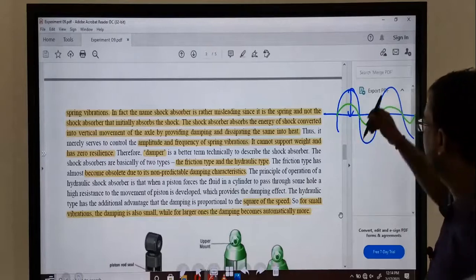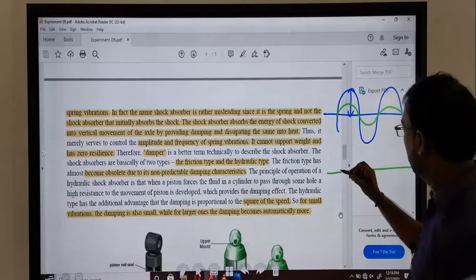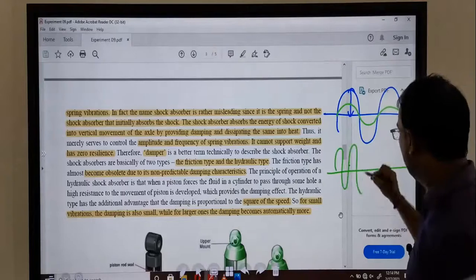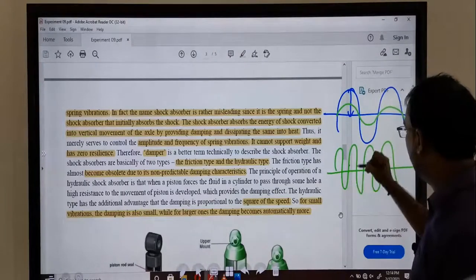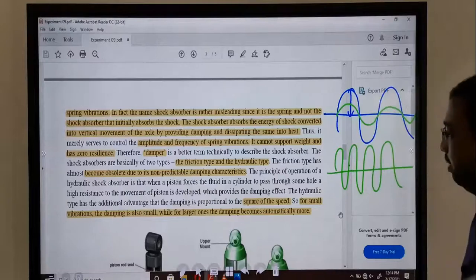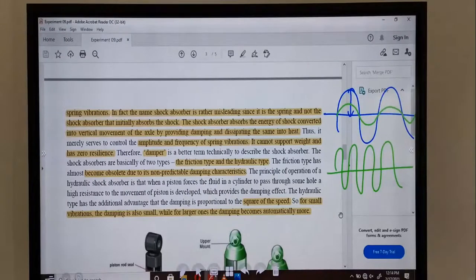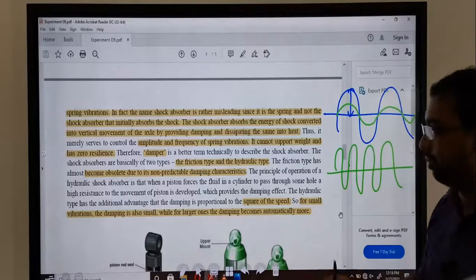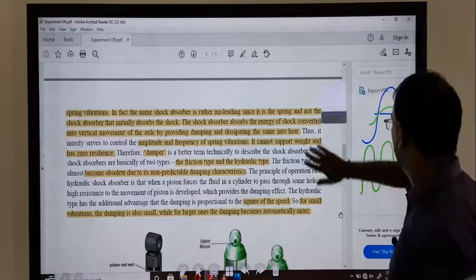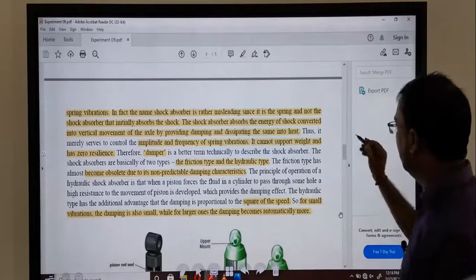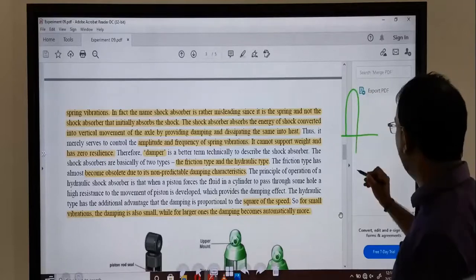And frequency means this is frequency: one, two, three, four, this number of times. So it controls the amplitude and frequency of the spring variations. But it cannot support weight and has zero resilience. Resilience means it takes the shock and comes back; it goes to the upside and downside.